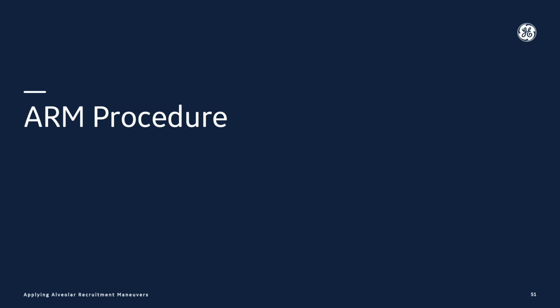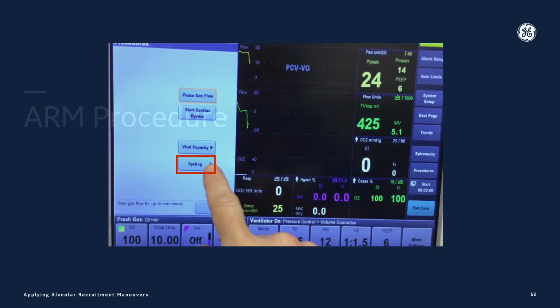Keep in mind that the settings used in this recruitment maneuver are specific to the patient being treated, and that the settings can be individualized based on patient needs. In addition, if you don't have the ability to have a pre-programmed recruitment maneuver on your ventilator, the same steps can be repeated manually. This particular anesthesia machine has a programmable cycling recruitment maneuver feature.